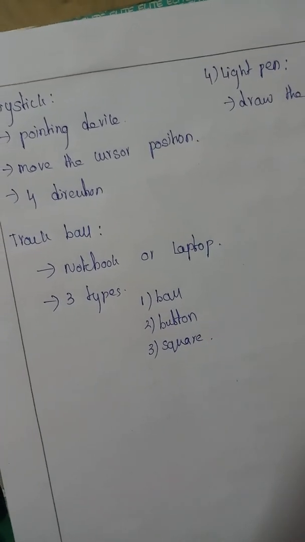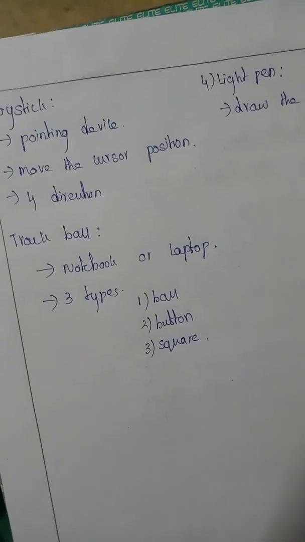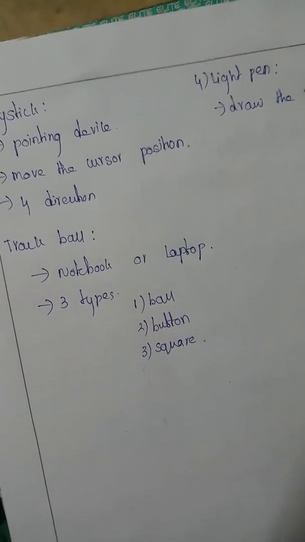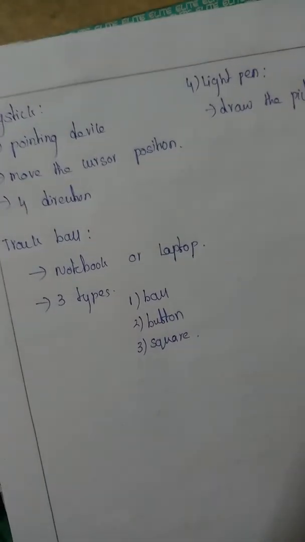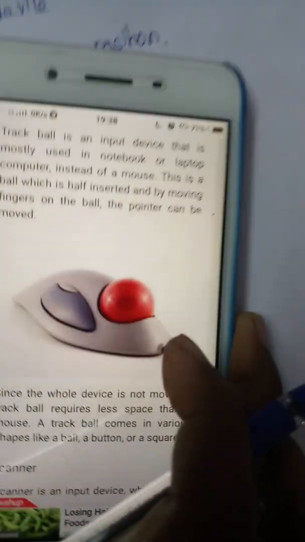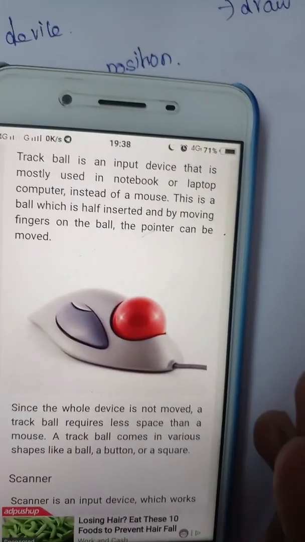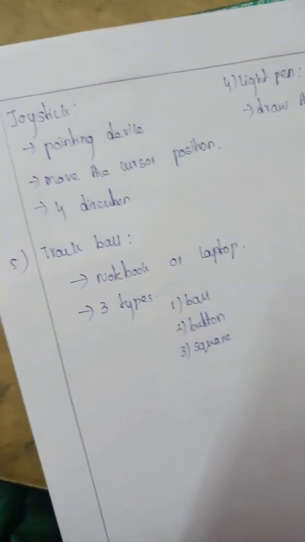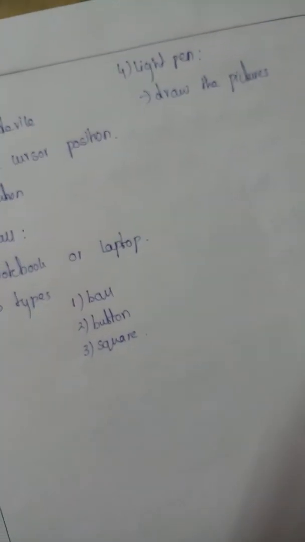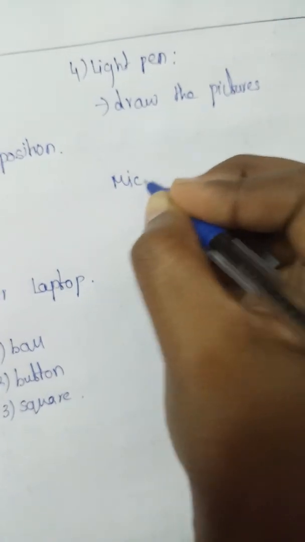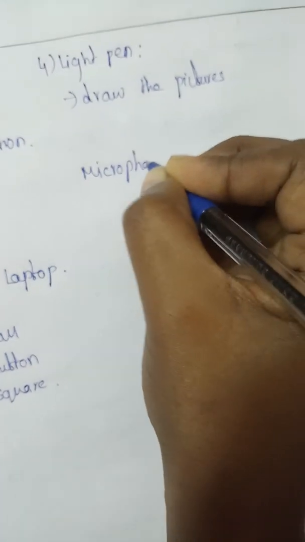A trackball is used on notebook or laptop computers. It has 3 types of shapes: ball, button, and square. And this is the image for the trackball. And then the next one is the microphone.